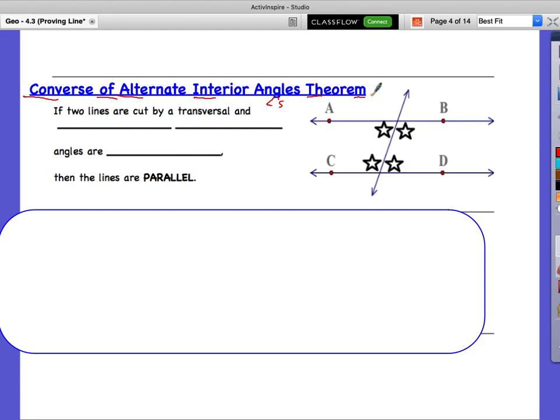If two lines are cut by a transversal, and what kind of angles? Alternate interior. Oh man, alternate interior. You guys are bright. Okay, alternate interior angles are what? Then the lines would be parallel. But congruent. Okay, I don't know what my voice did there.